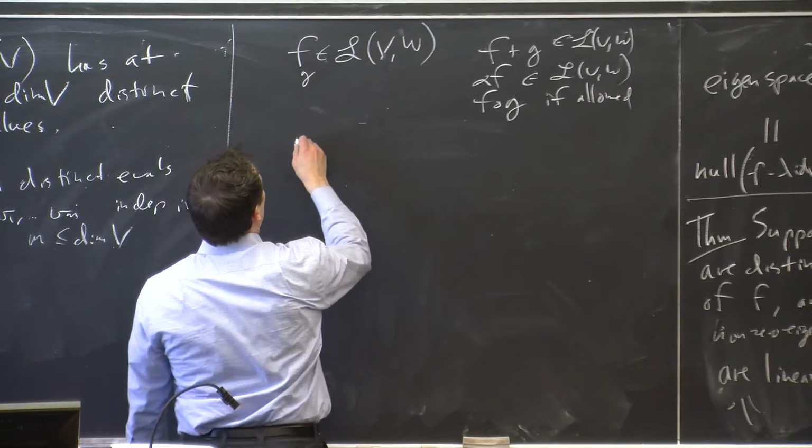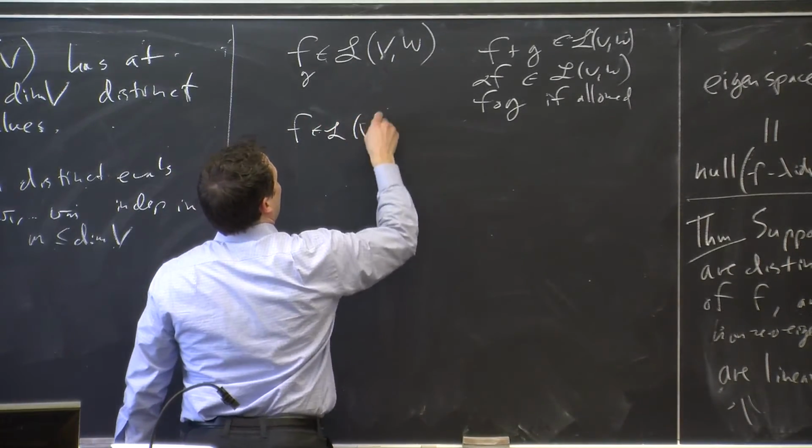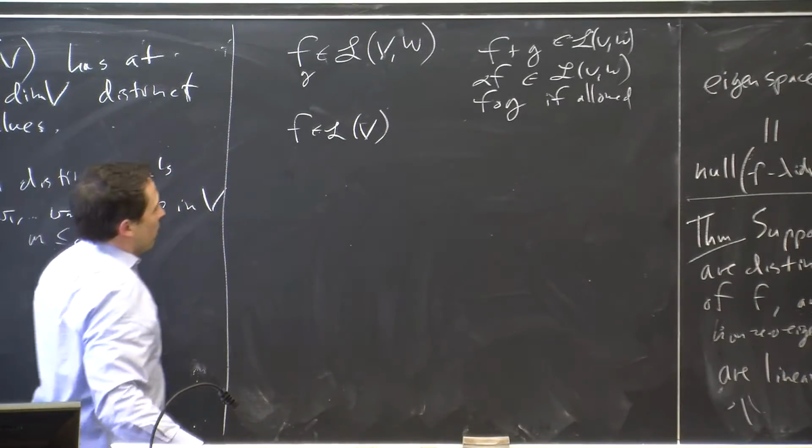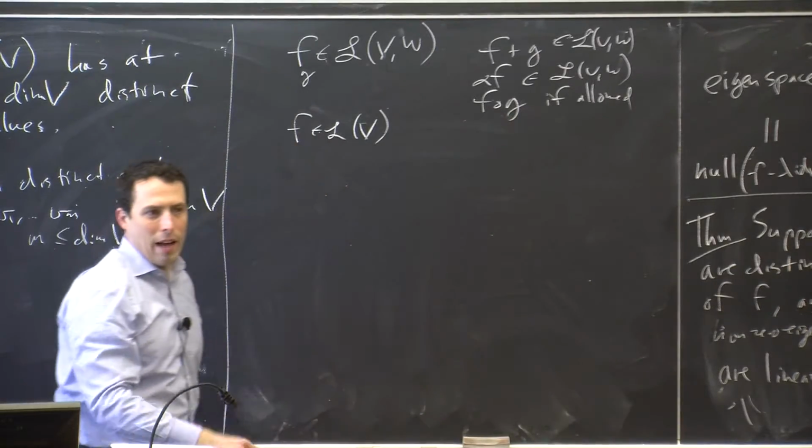Okay. So now when we specialize to the case of endomorphisms of V, now composition is always allowed. So I have a multiplication.